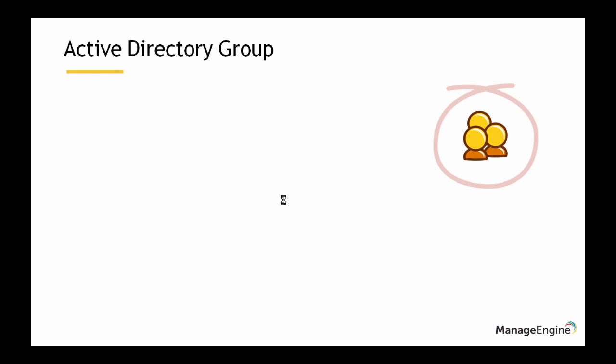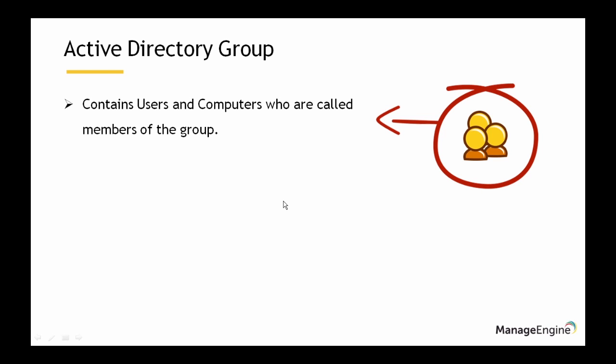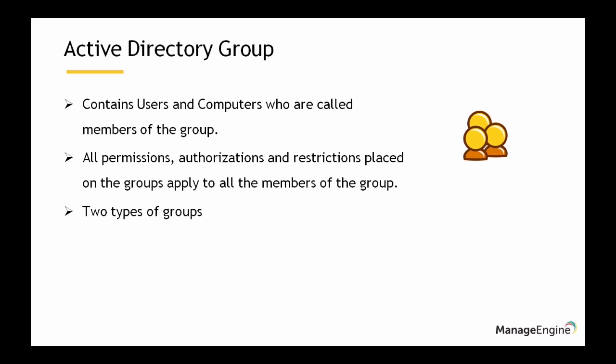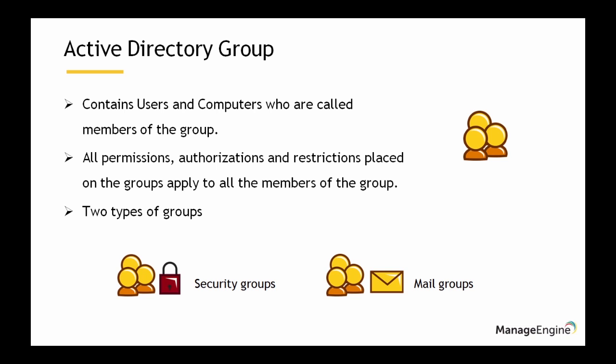And then we have something called groups. These are going to be very crucial. So groups can contain users, computers, and few other objects within them. So we call them the members of the group. Instead of assigning permissions on individual users, permission management becomes much easier when you assign permission to a group and you simply add the users to that specific group. There are two types of groups, broad classifications. The first is going to be security groups, which is used for assigning permissions, and the second one is going to be mail groups.